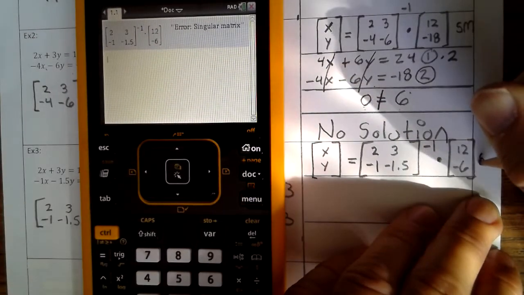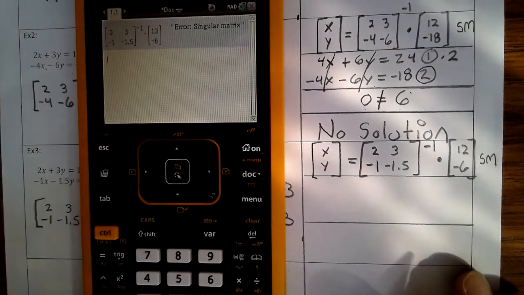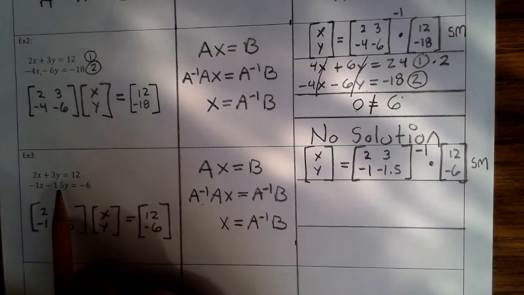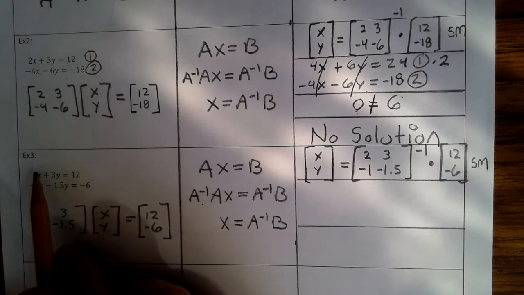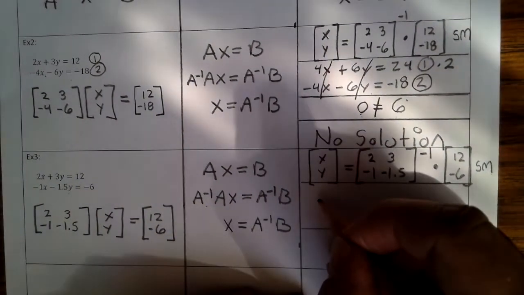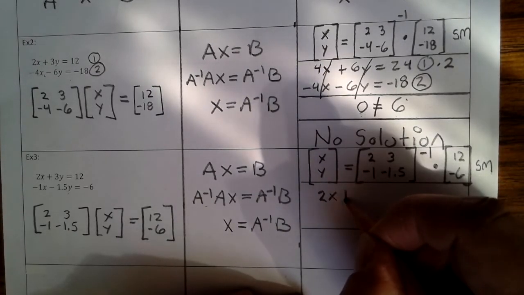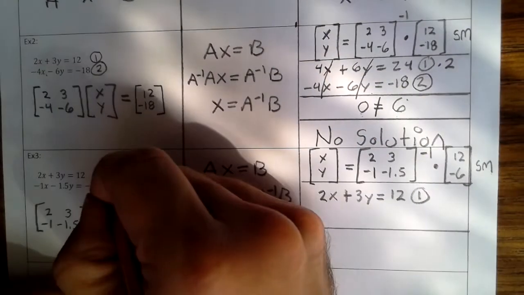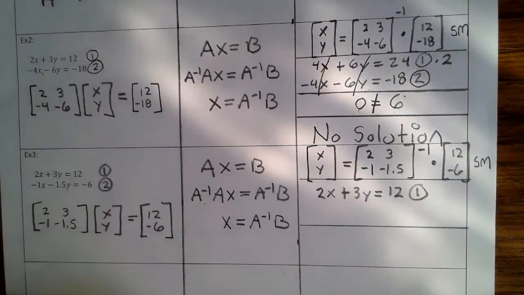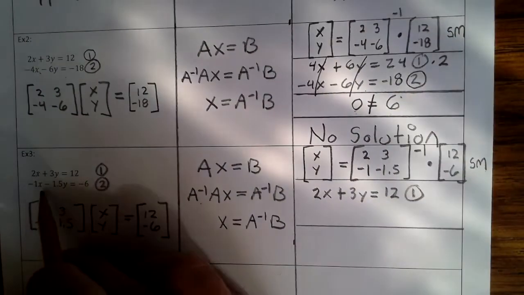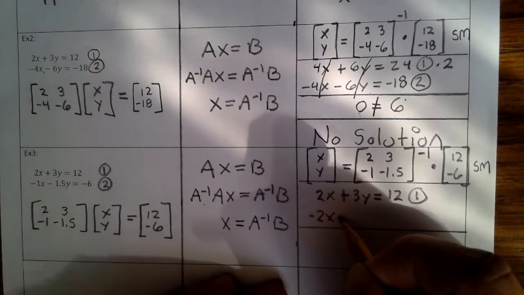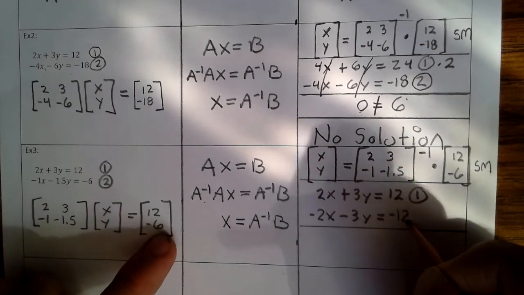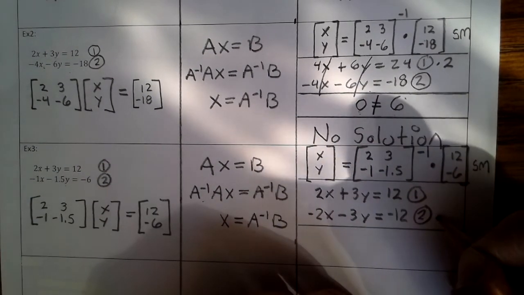So when you get that, you have to solve algebraically using either elimination or substitution. So let's take a look at the equations. It looks like, again, we can solve by elimination. If you multiply equation 2 by 2, the x's will cancel. We're not going to do anything to equation 1. So 2x plus 3y equals 12. That's equation 1. This is equation 2. If we multiply everything by 2, that's negative 2x minus 1.5 times 2 is 3y equals negative 6 times 2 is negative 12. And that's equation 2 times 2.